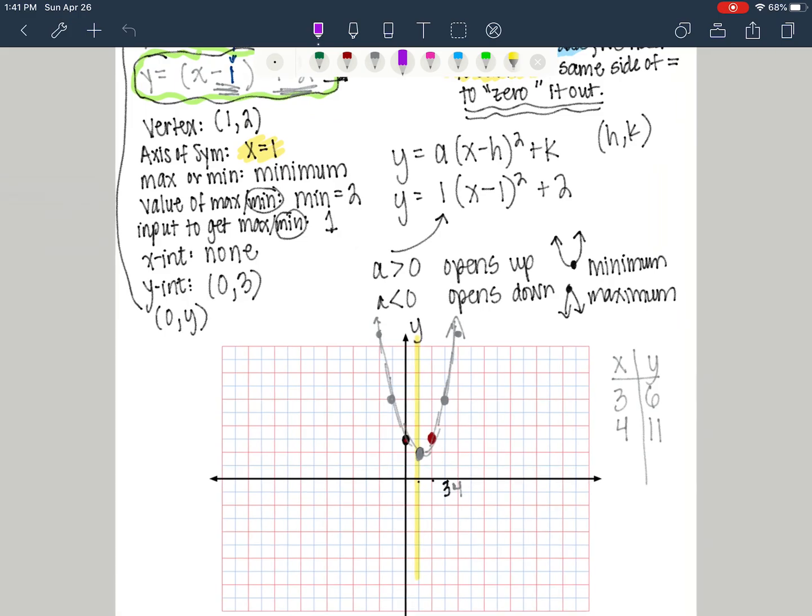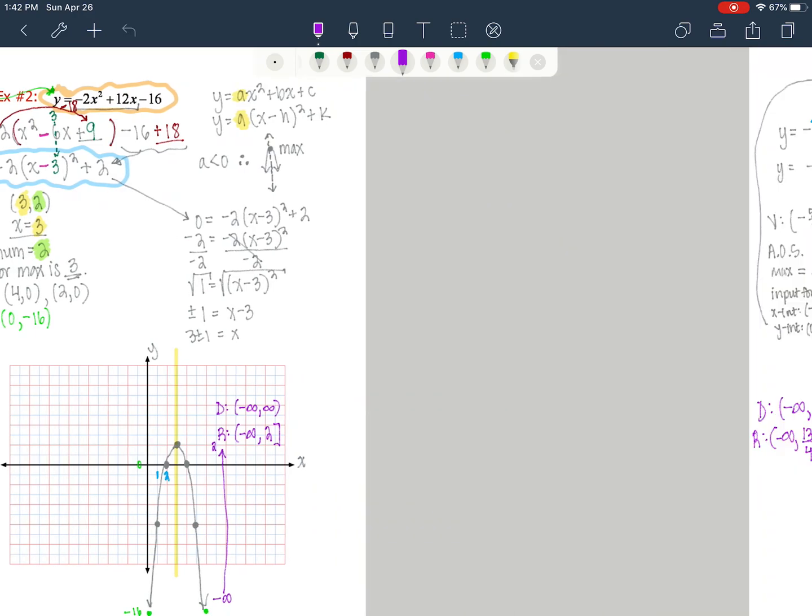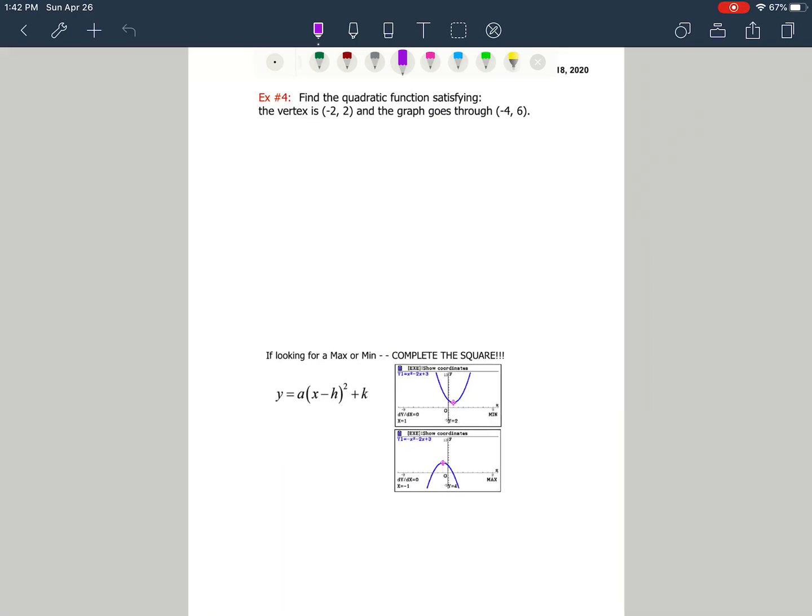And on the first example, our domain is still negative infinity to positive infinity, and the range this time has a minimum value, so it starts at positive 2 and it goes all the way up to positive infinity. So 2 is included, so 2 is a bracket, all the way to positive infinity. So there's our domain and range for each of the 3 problems.